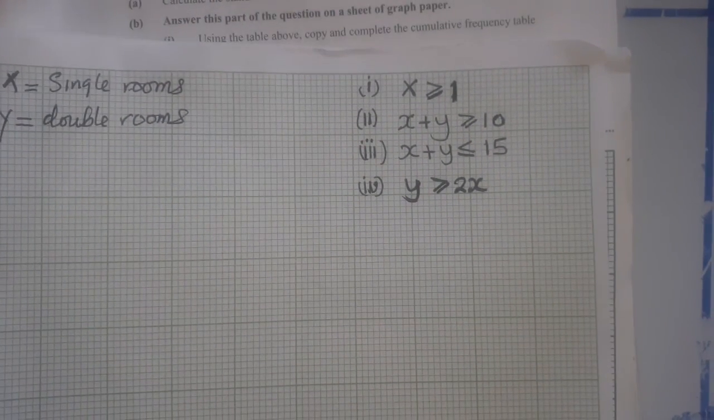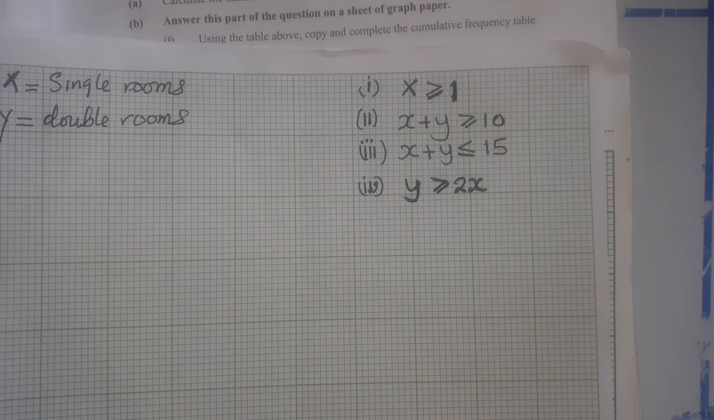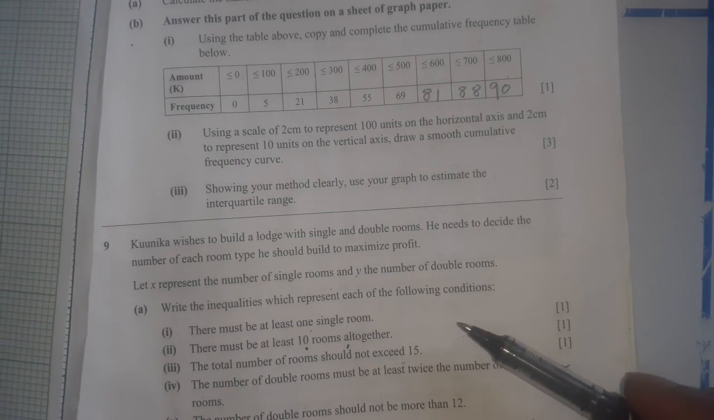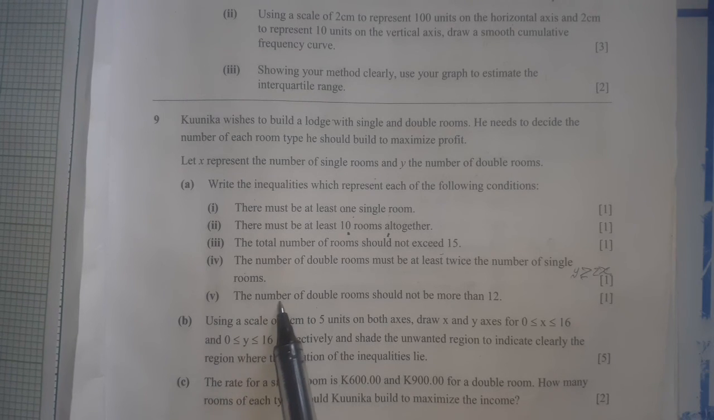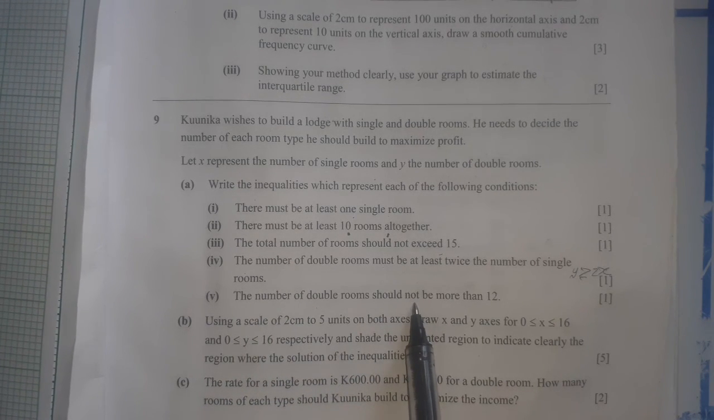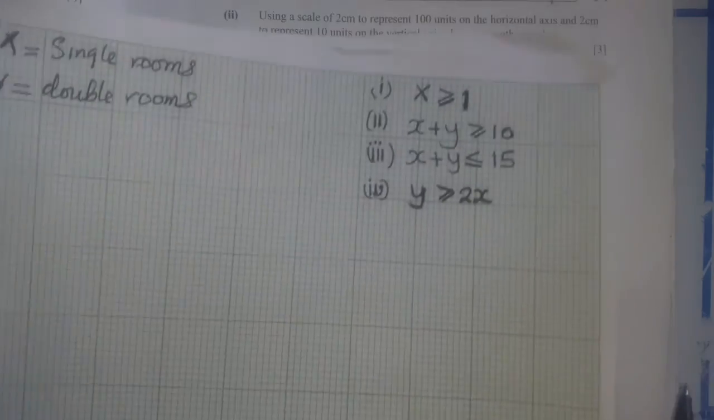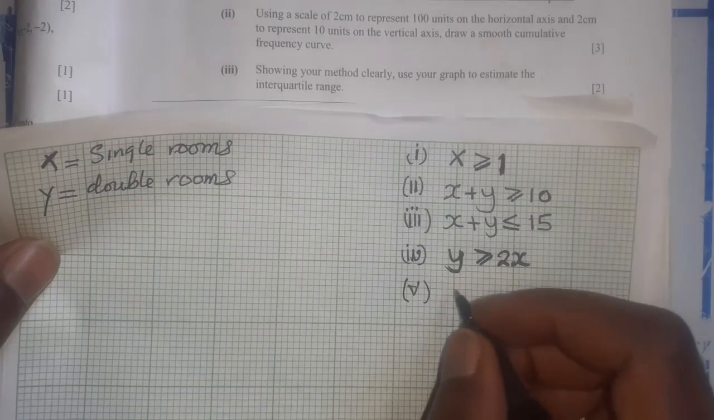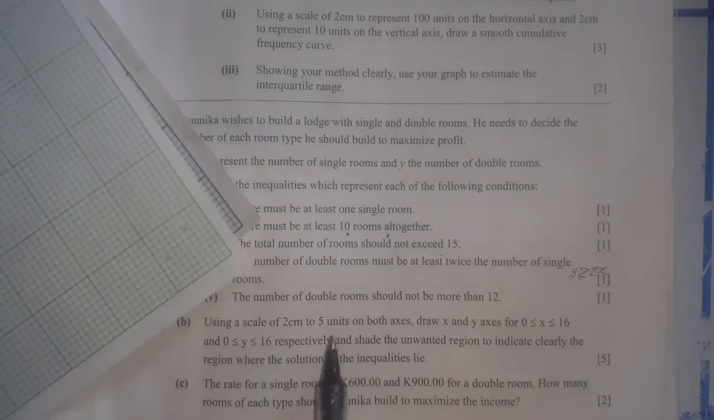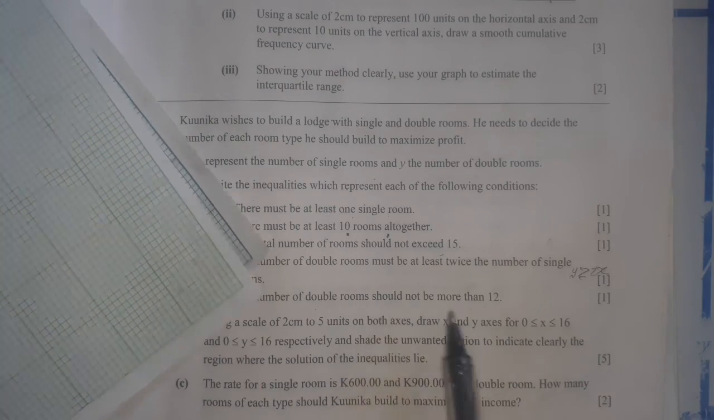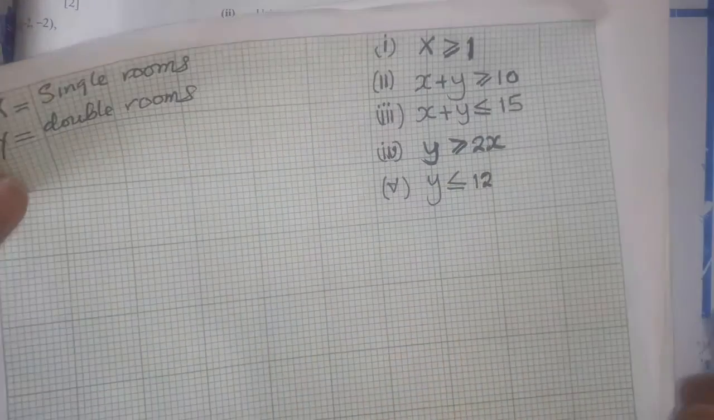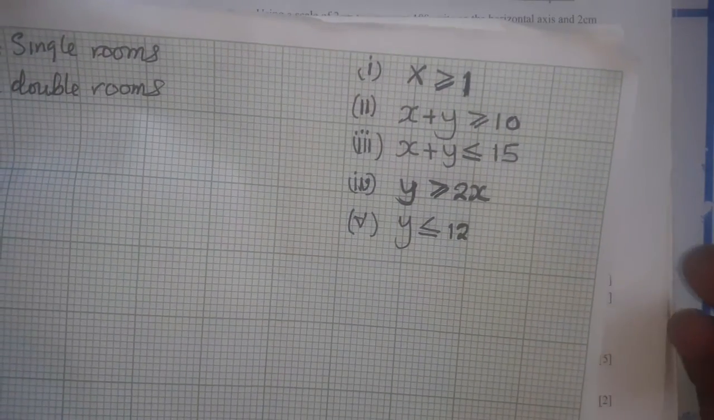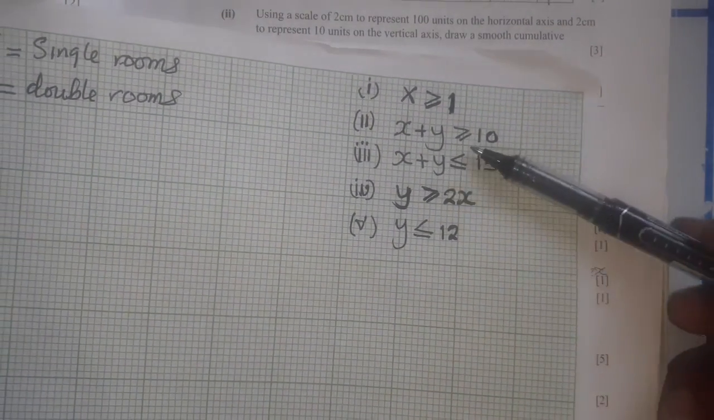And this week we did it where we were looking at mathematical models in the previous lesson. Okay? So having done this, you can see for yourself here, we are remaining with the last one, which says the number of double rooms, which is y, should not be more than 12. So it should either be equal or less than 12. So these are the 5 inequalities that we were asked in 2019.